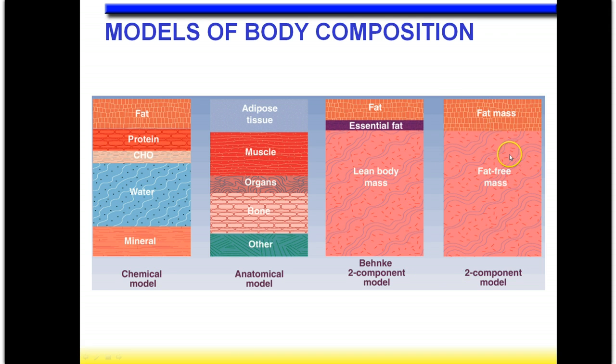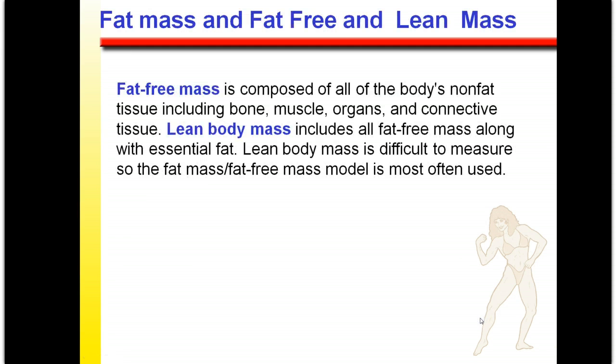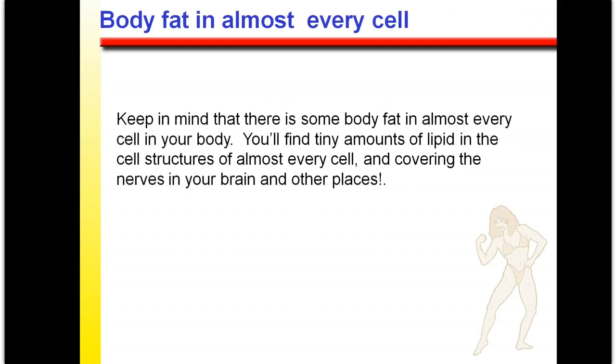So obviously, we're going to use mostly the two-compartment model, which divides it up into fat mass and fat-free mass. So when we talk about fat mass and lean mass, fat-free mass is all the body's non-fat tissue, including bone, muscle, organs, and connective tissue. When we talk about lean body mass, we'll include all fat-free mass along with the essential fat. So lean body mass, again, is very difficult to measure. So that's why we use the fat mass and fat-free mass. So that's just a further explanation of what I've already given you. Okay, so we do have body fat all throughout our body. And remember, it's very difficult to measure that and tell the difference between that and our storage fat.